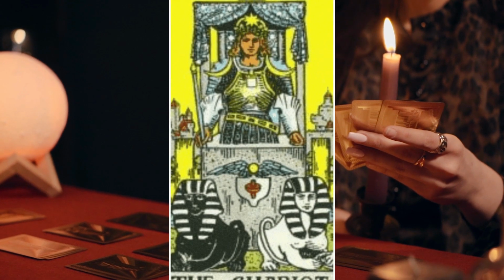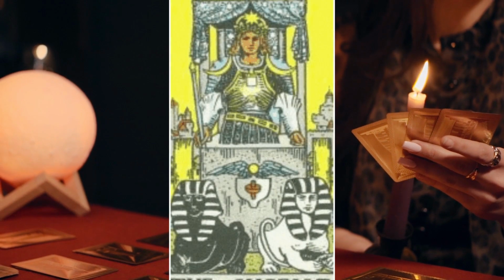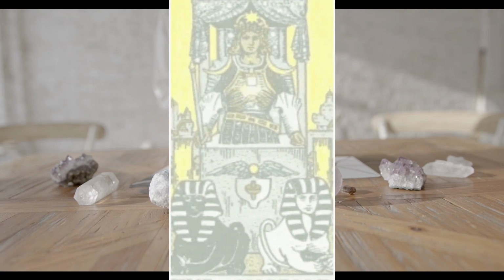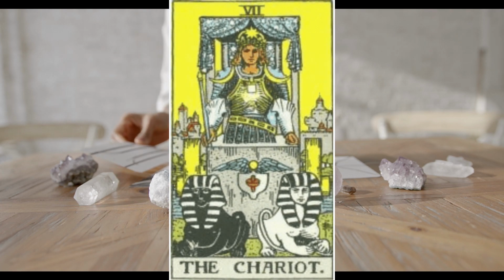The Chariot, 7. The Chariot Tarot Card. Upright: direction, control, willpower, determination, success, action. Reversed: lack of control, opposition, lack of direction, self-discipline.